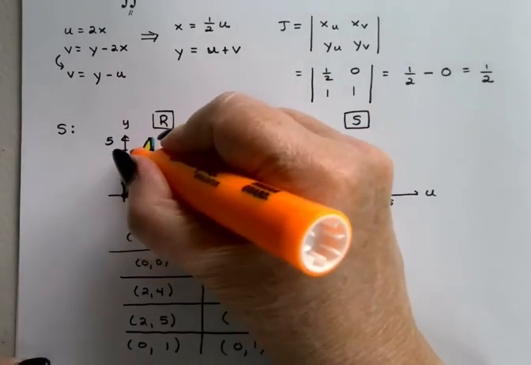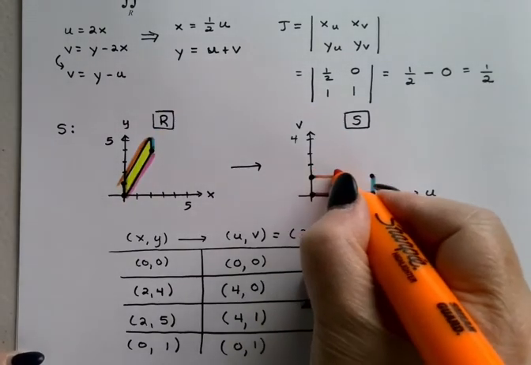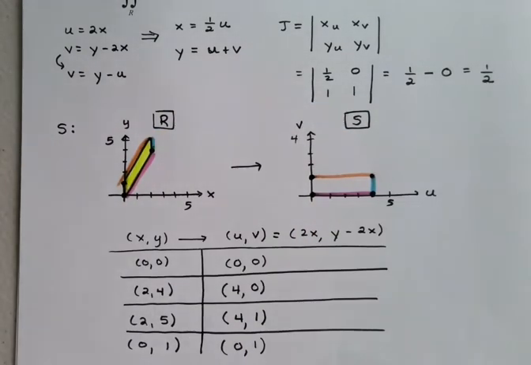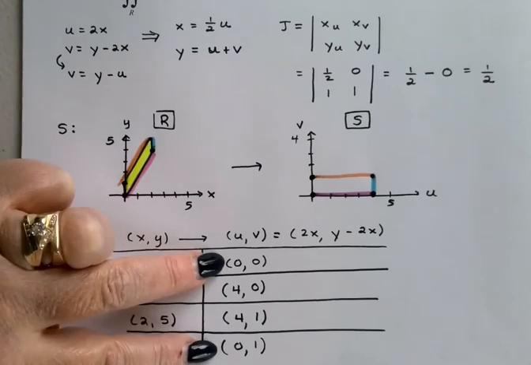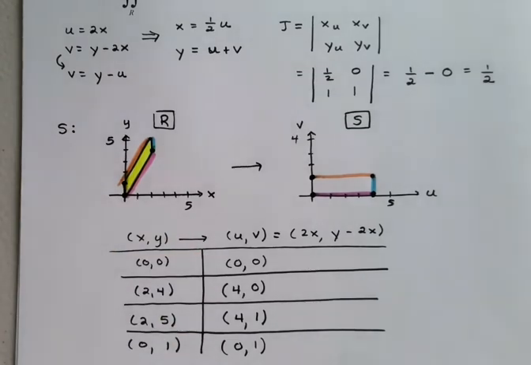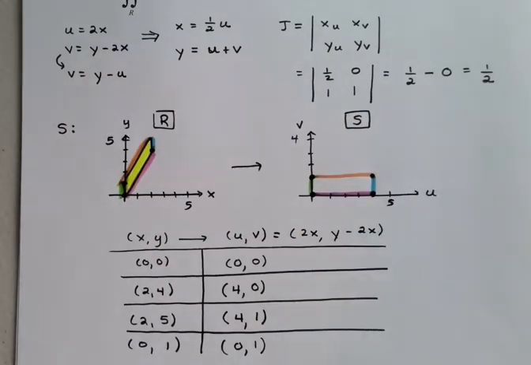And that line segment in R just became this line segment in S. Finally, I wanted to connect the (0, 1) to the (0, 0), and those 2 points didn't change. So this last line segment coming down here is still the same over here. All right, so here's our new region of integration.